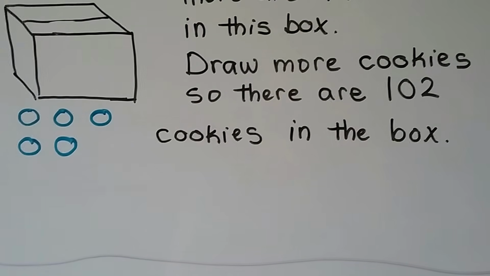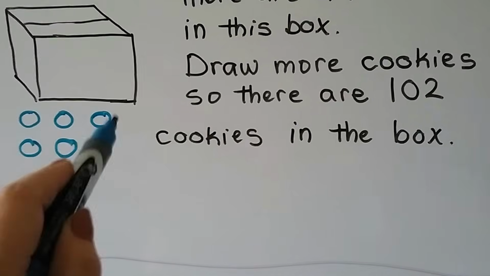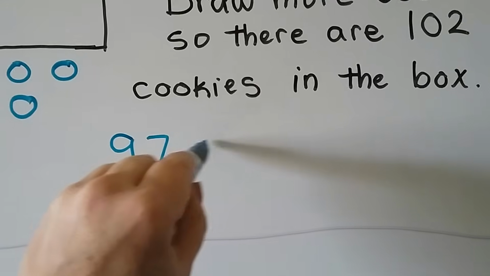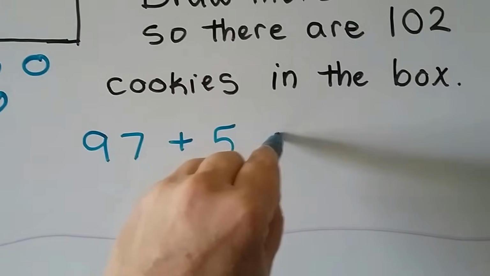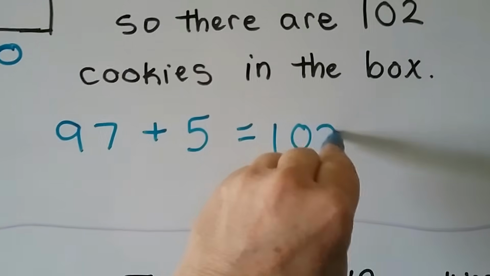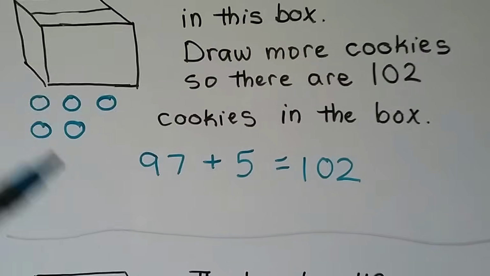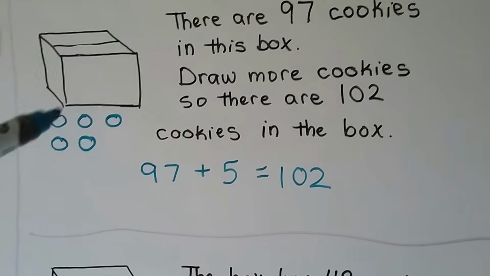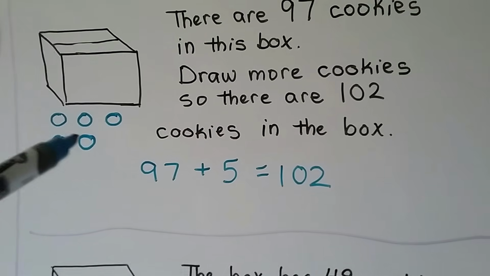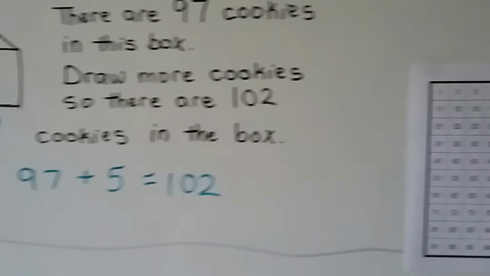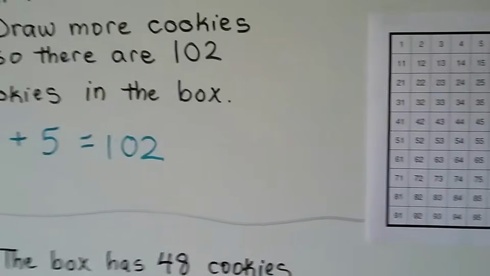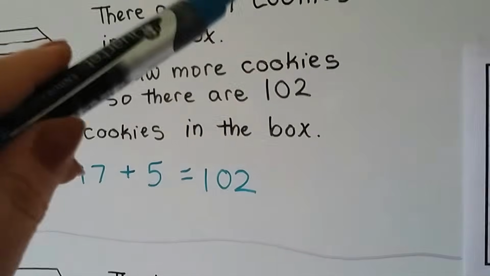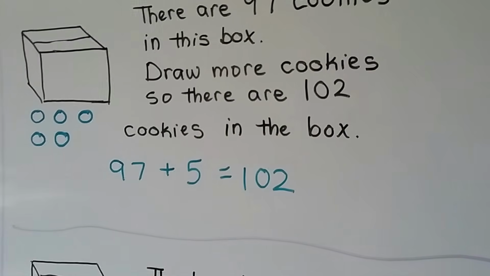How many cookies did we draw? We had to draw 1, 2, 3, 4, 5. That means 97 plus 5 is equal to 102, because we added these 5 that we drew. We went 97 in the box, 98, 99, 100, 101, 102. We can check our math by adding the 97 and the 5 more to see if we get to 102.